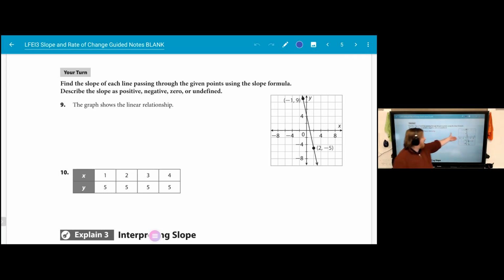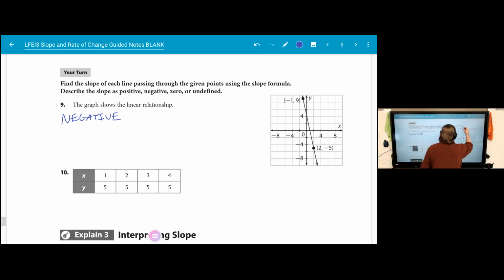We've got this graph over here. This is something I like about graphs. I know right away if this is positive, negative, 0, or undefined. This line is going downhill from left to right. Going down from left to right. I know right away that this is going to be a negative slope. And here's the thing. When I do my math, if it doesn't come out negative, I done screwed up. I'll have to figure out why. So let's take a look.